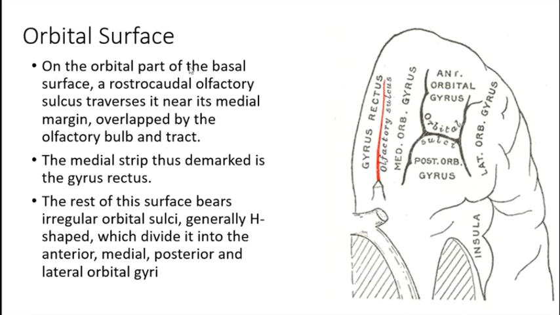So, on the orbital part of the basal surface, a rostrocaudal olfactory sulcus traverses it in the medial margin, overlapped by the olfactory bulb and tract. The medial strip thus demarcated is the gyrus rectus. The rest of the surface bears irregular orbital sulci, which they are talking about, generally H-shaped, which divide it into the anterior, middle, posterior and lateral orbital gyri.